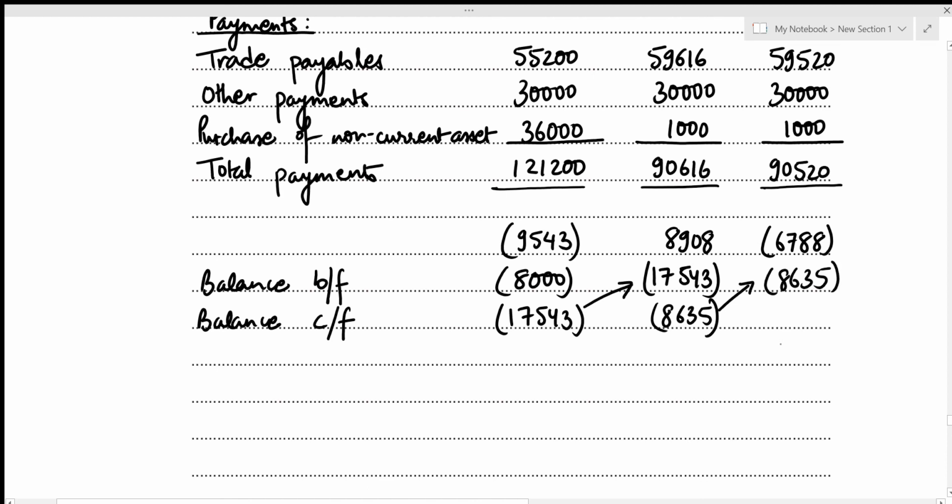Now we can figure out the closing balance for the month of May by adding the opening balance to the net receipts for that particular month. So that's going to be negative 6,788 plus negative 8,635, which results in a negative balance of 15,423. So this will be the closing balance at the end of the month of May. This concludes our cash budget. And this also concludes the third part of this question. Now we can move to the fourth one.